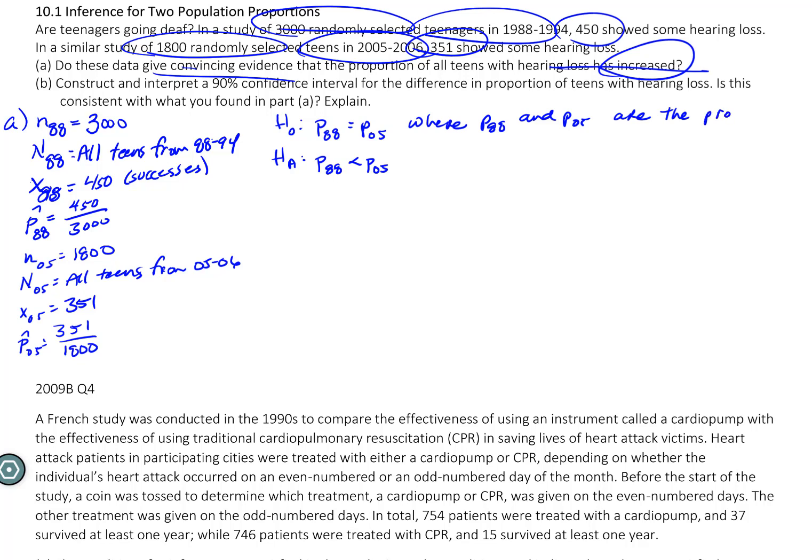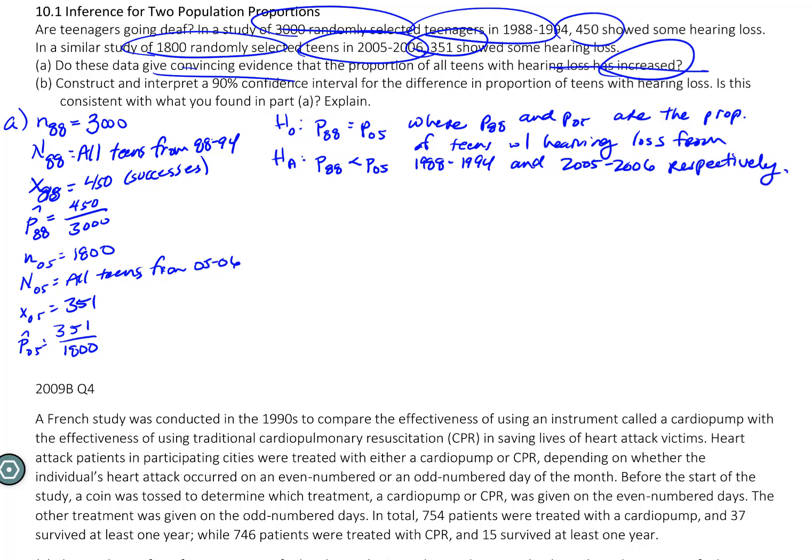are the proportions of teens with hearing loss from 1988 to 1994 and 2005 to 2006 respectively. And we use that word respectively because it's showing that the order in which we wrote them out actually matters. Okay? Then we can actually decide what our significance level is going to be.